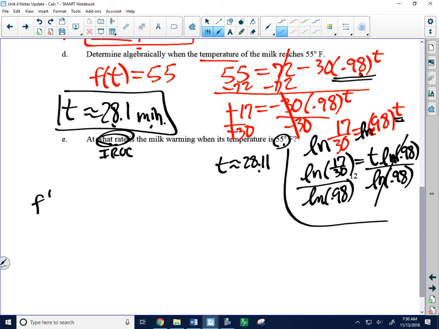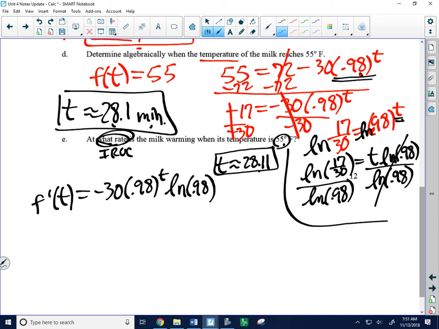Well, the rate of change was in part C. Let me write it down again. It was just the derivative. F prime of t was negative 30 times 0.98 to the t times ln 0.98. So we have a rate of change function based on time. That's why we did part D, because now I have the time, and I can just put that in this function.